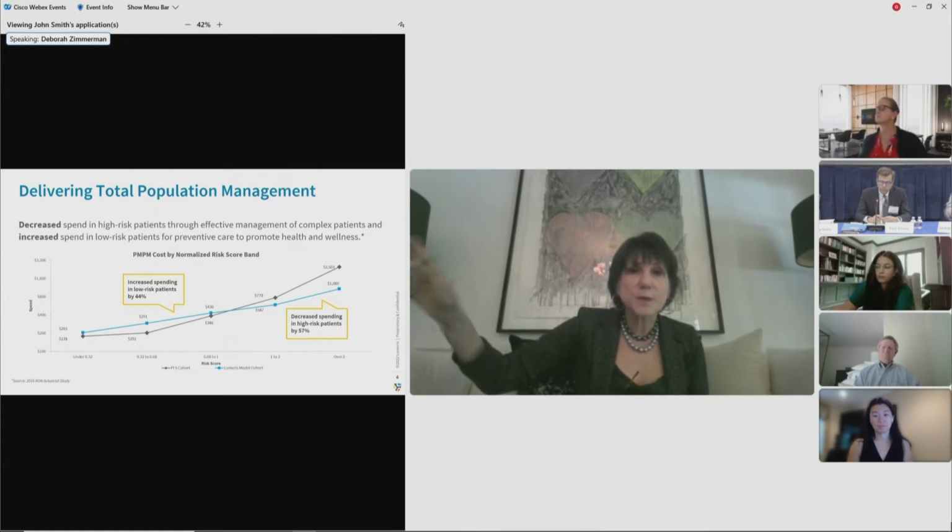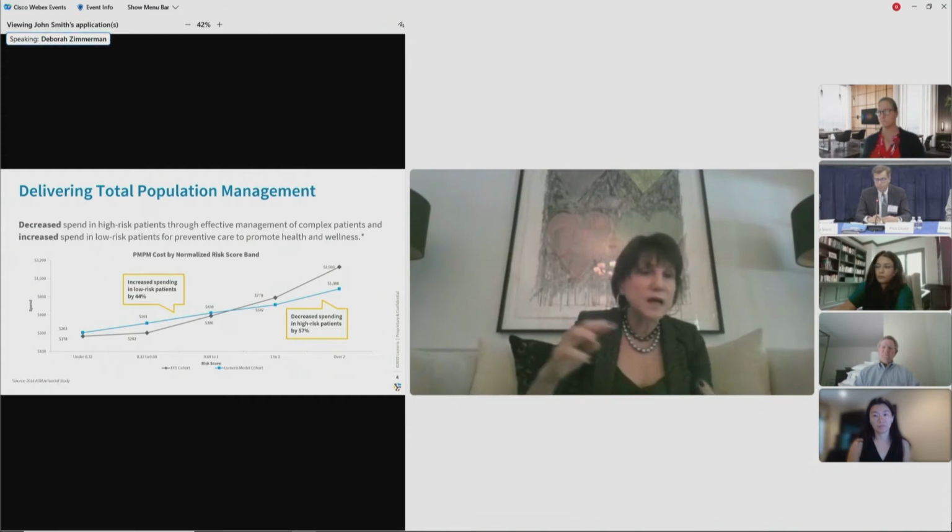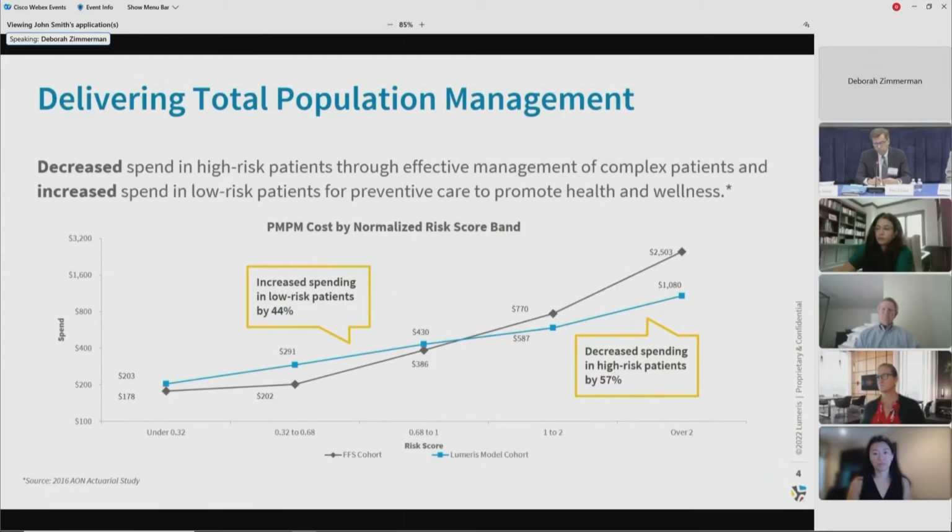Lower costs for high-risk patients. We all know that. Spend a lot of time on complex case management, end of life, reducing readmissions. We know that. The thing that warms my heart but really speaks to population health is you have to invest in the low-risk patients. Significant increase in investment and services in those lower risk patients. That's population health, right? Everybody.